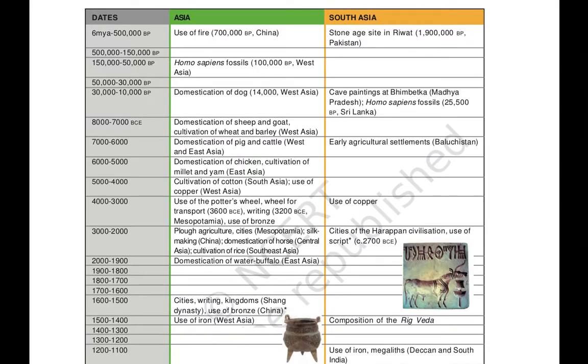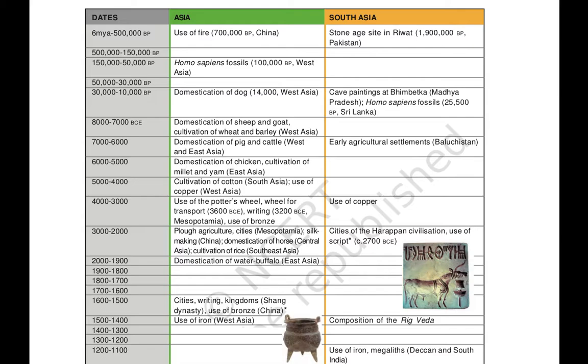Then our next columns consist of dates, Asia, South Asia. From 6 million years to 5 million BP. In Asia, use of fire. In South Asia, Stone Age site in Riwat. From 5 million to 1.5 million.